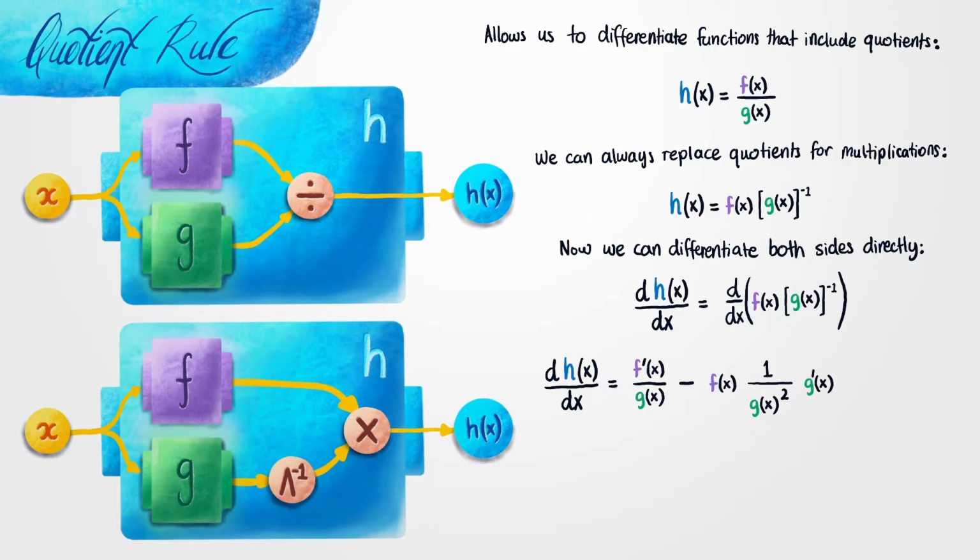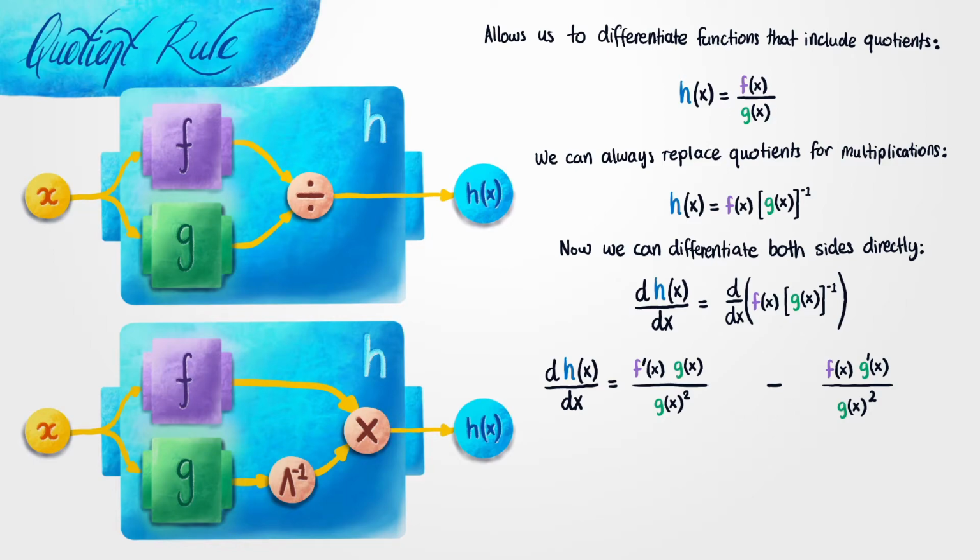So the next thing I'm going to do is multiply this f(x) and this g'(x) by this 1 over here to put them on the numerator. Okay, so the last thing we're going to have to do is write this whole thing as a single fraction. And to do that, we're going to need to rewrite this g(x) as g(x) squared over g(x).